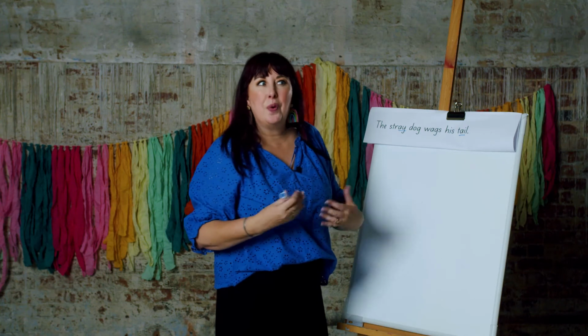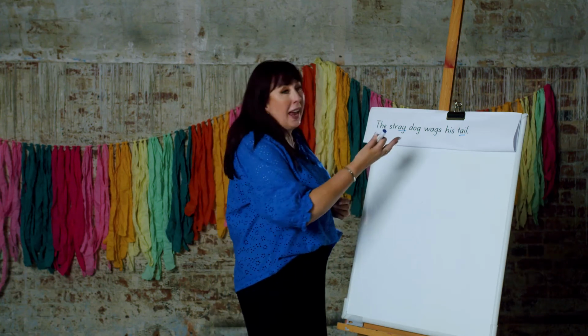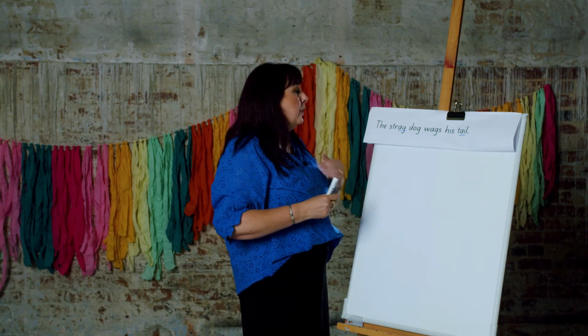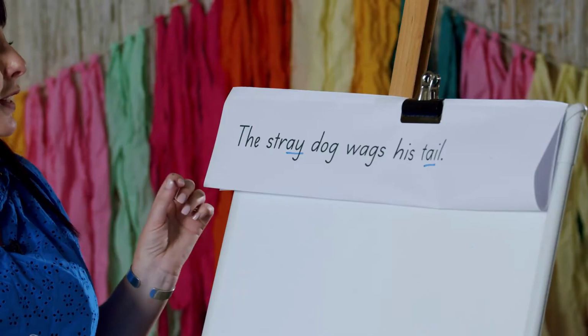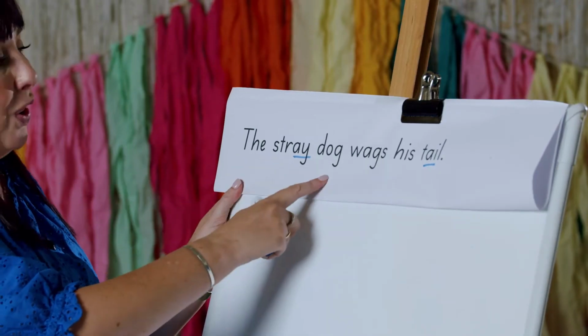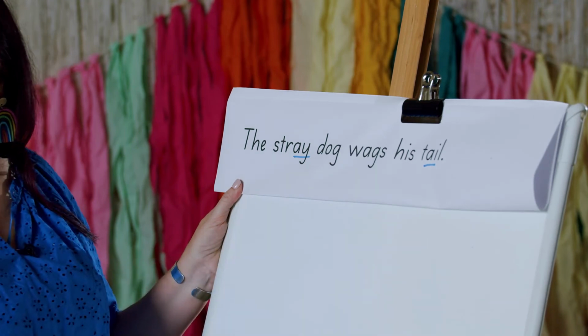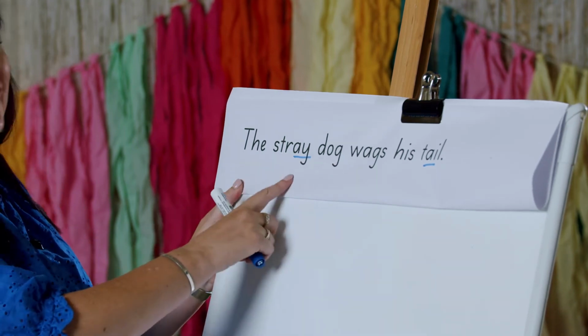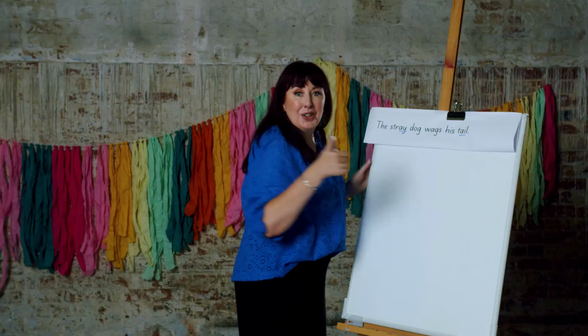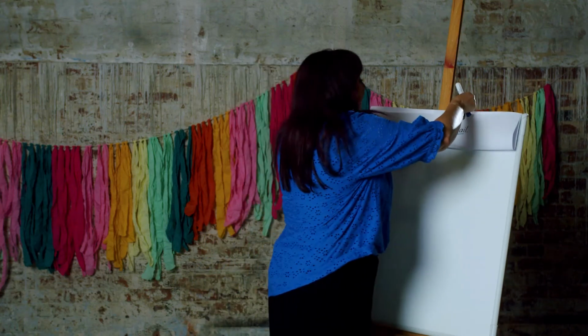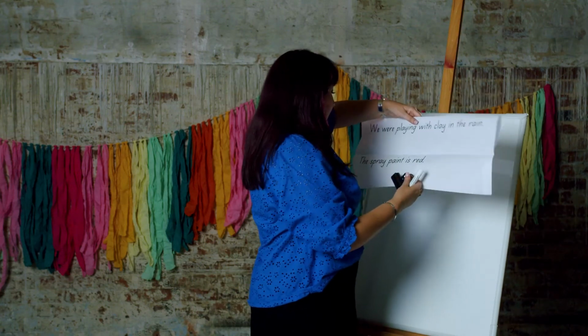Now let's say it again like we're reading a book. And I'd probably be feeling happy if I saw a stray dog wagging his tail. So I'm going to say it with a happy voice. You try and say it like me. The stray dog wags his tail. Your turn. Let's do it together. The stray dog wags his tail. Great job. Let's have a look at another sentence.